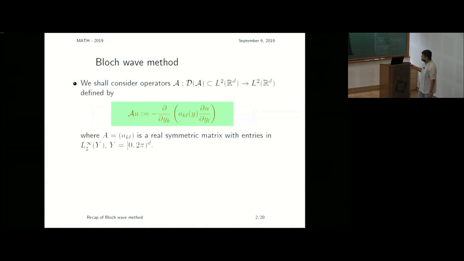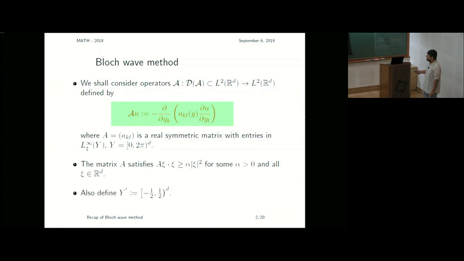Of course, we will consider operators of this kind, which are in L2 of Rd. The assumptions on the matrix A are that A is real symmetric, and its entries are in L infinity sharp, by which I mean periodic L infinity functions. And of course, we assume the ellipticity condition, and there's another set that I define, which is Y prime. This set Y is called the periodic cell, and this Y prime is called the dual cell.